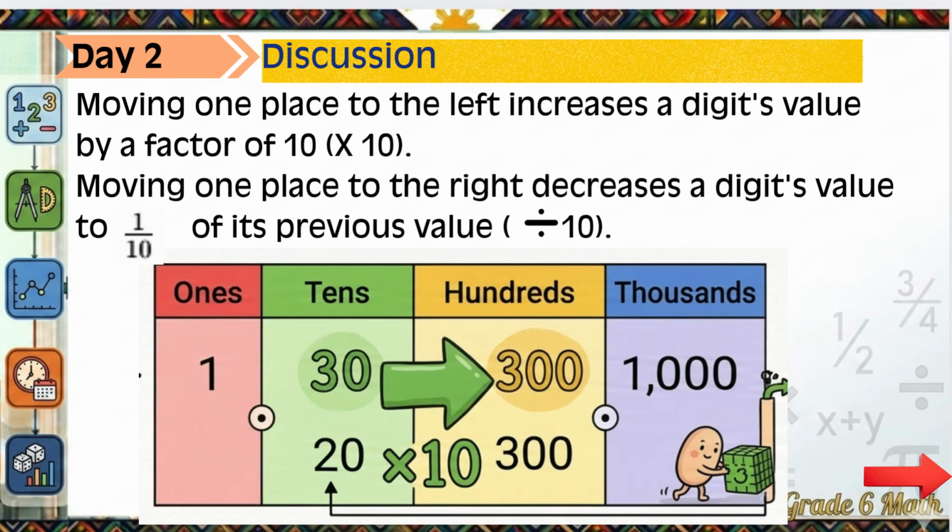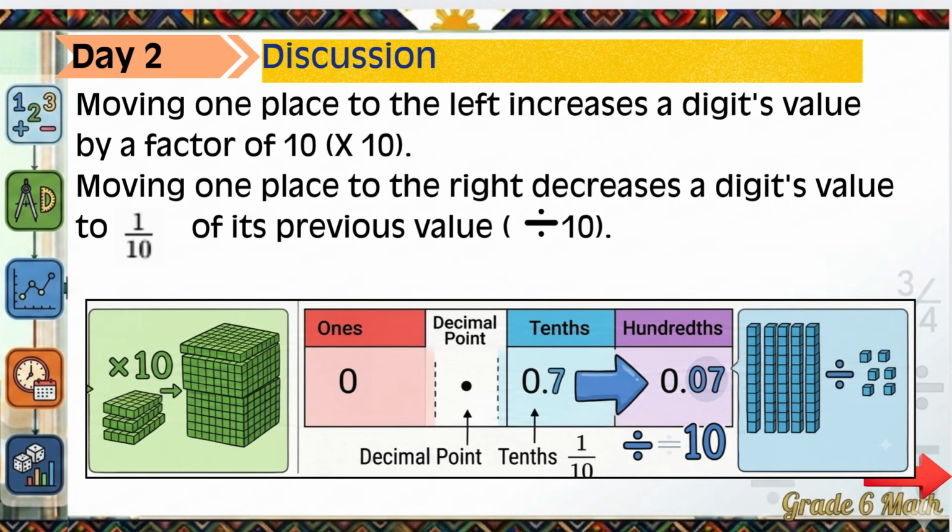When you move one place to the left on a place value chart, a digit's value becomes 10 times larger because you are multiplying its value by 10. For example, moving a digit from the tens place to the hundreds place turns 3 tens into 3 hundreds. Conversely, when you move one place to the right, a digit's value becomes 10 times smaller because you are dividing its value by 10, or taking 1/10 of its previous amount. This means moving a digit from the tenths place to the hundredths place shrinks 7/10 down to 7 hundredths. Every step you take across the chart simply scales the digit's worth up or down by a factor of 10.